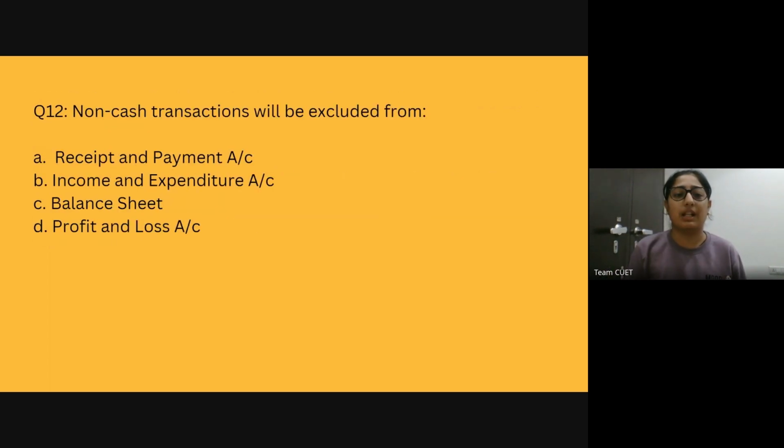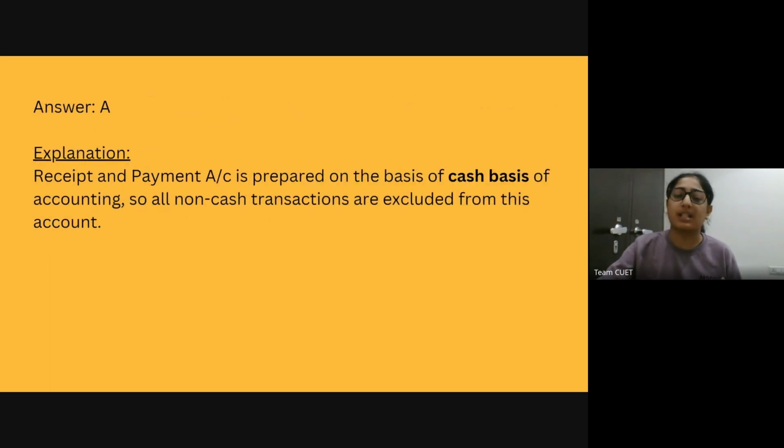Moving to question number 12, non-cash transactions will be excluded from. Now, this is a very easy question and you know it very well, right? So, options are receipt and payment account, income and expenditure account, balance sheet, and profit and loss account. As we all know, the receipt and payment account is prepared on cash basis. So the answer to this question is A.